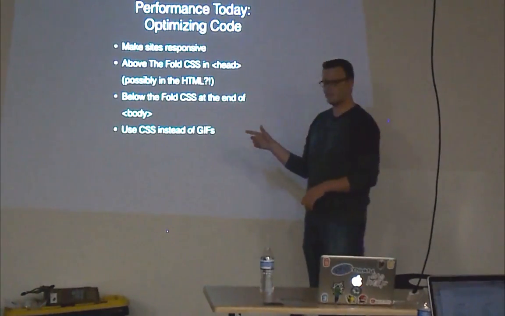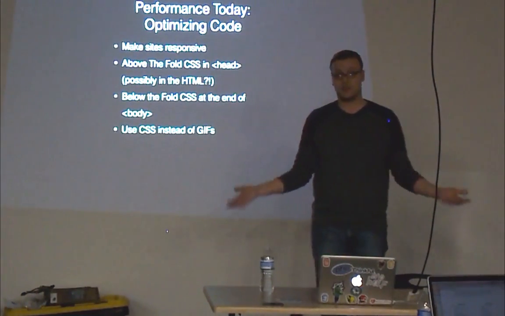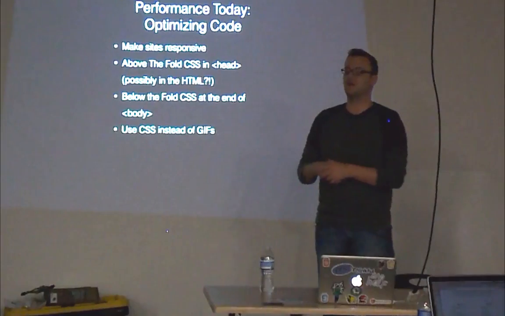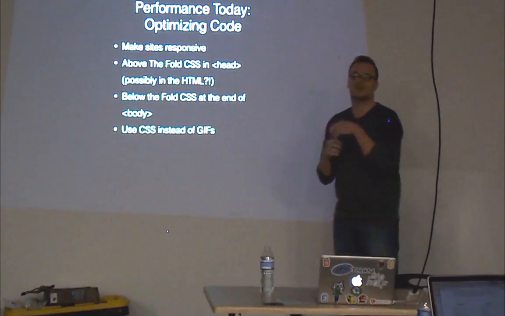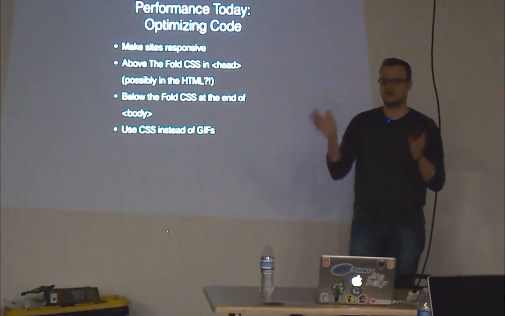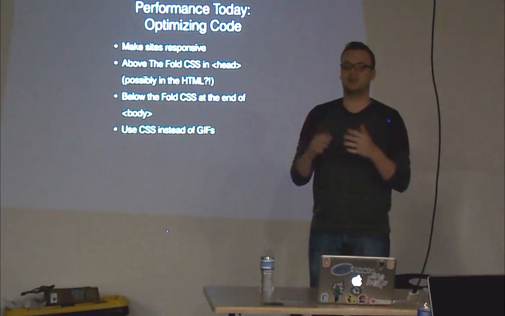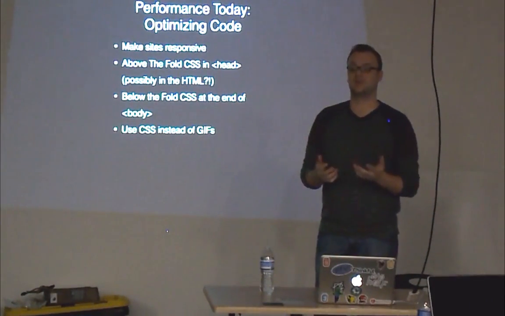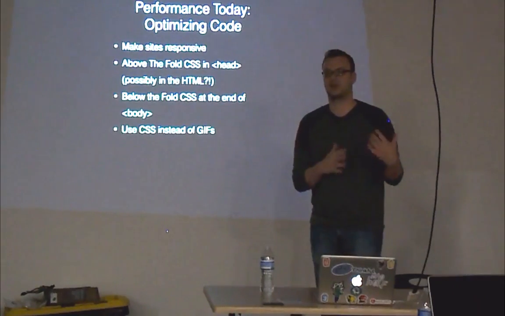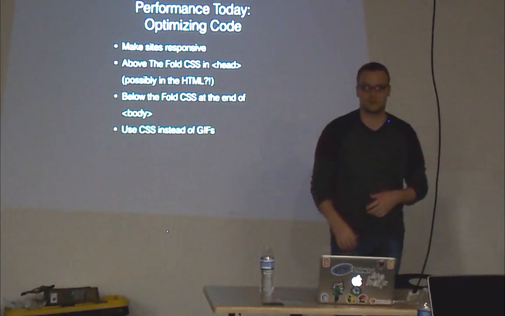Also using CSS instead of GIFs. CSS has matured a lot lately. You can do translations and 3D objects and all kinds of animations with CSS. It can't do everything, but it can do some things, and SVGs are even starting to be animated now, and you can use those as well.